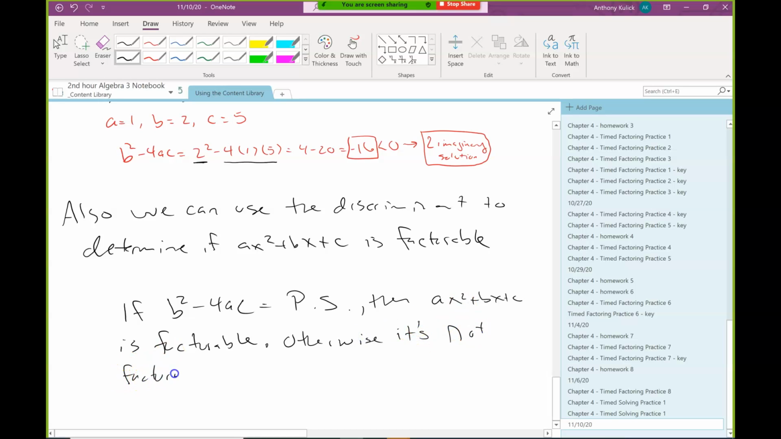Fair? So perfect square numbers like 1, 4, 9, 16, 25, 36, 49, 64, 81, 100, 121, 144, etc. What's significant about those numbers? Well, it's like 1 squared, 2 squared, 3 squared, 4 squared, 5 squared, 6 squared. They're things that, when you take the square root of them, you get a whole number. Okay with that? Yeah, sure.